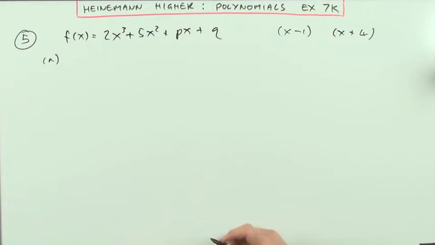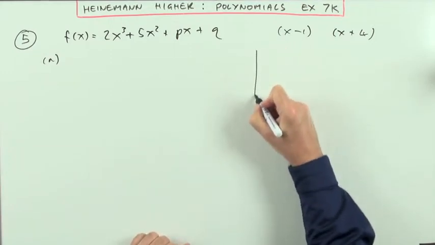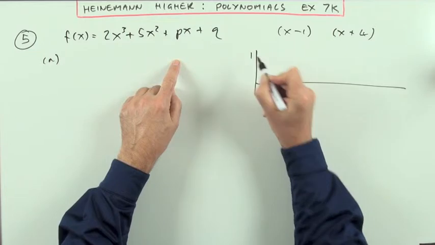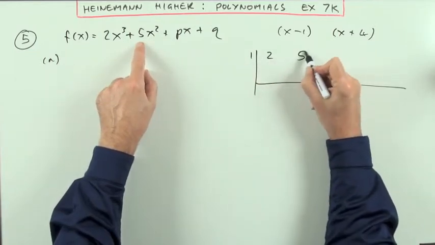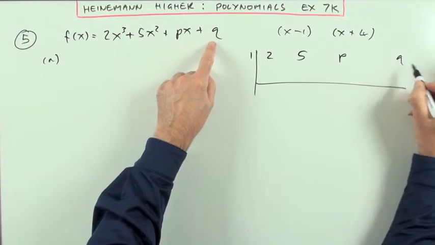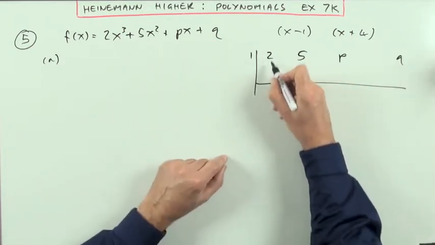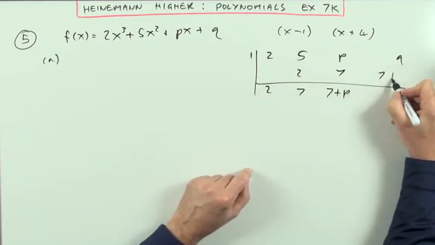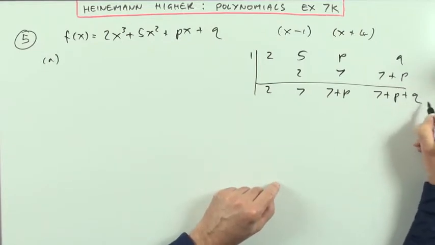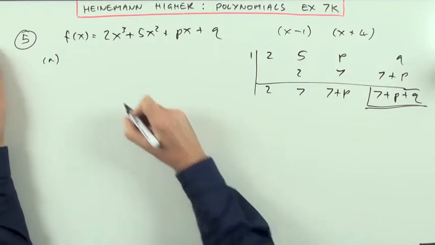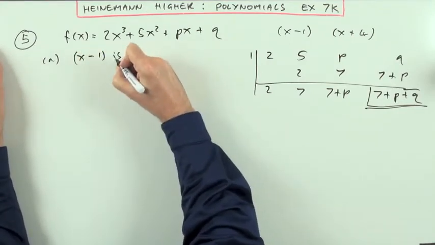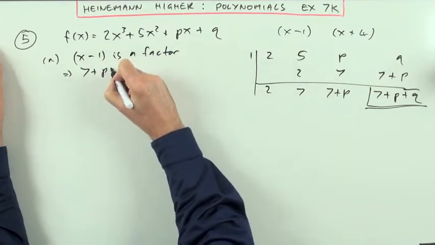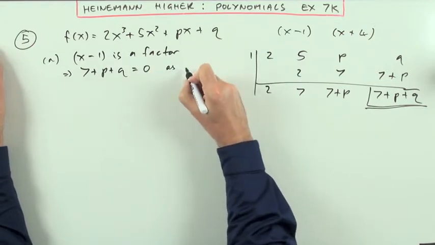Find p and q. Well, if x minus 1 is a factor, then the remainder should be 0 when I put 1 into this synthetic division with these coefficients. I'll space it out a bit more because I'm carrying these letters across. So I've got add it down, multiply up, add it down, multiply up, add it down, multiply it up, add it down: 7 plus p plus q. So I've got that for the remainder, but I'll now make a statement. x minus 1 is a factor, since I was told that, which means that 7 plus p plus q should equal 0 as remainder.